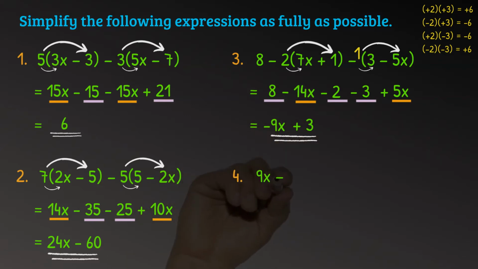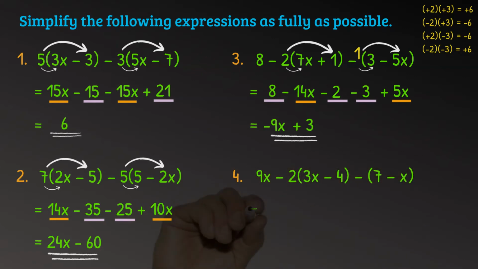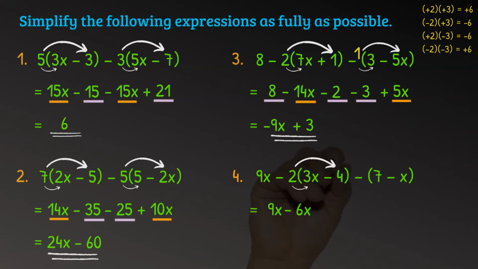So the expression in question 4 starts with 9x, and that's not multiplied by anything. So the first term we write down is 9x. Then we multiply minus 2 by 3x, which gives us minus 6x. Minus 2 times minus 4 gives us plus 8. Then the next bracket again will have a 1 in front of it because there's no constant, so it's a minus 1. So minus 1 times by 7 is minus 7, and minus 1 times by minus x is plus x.